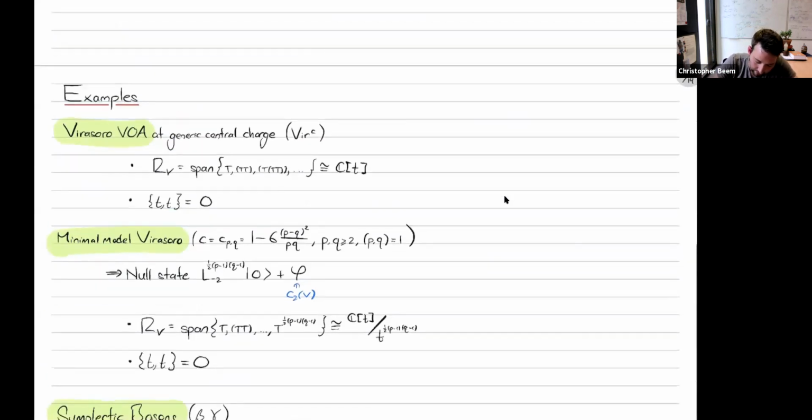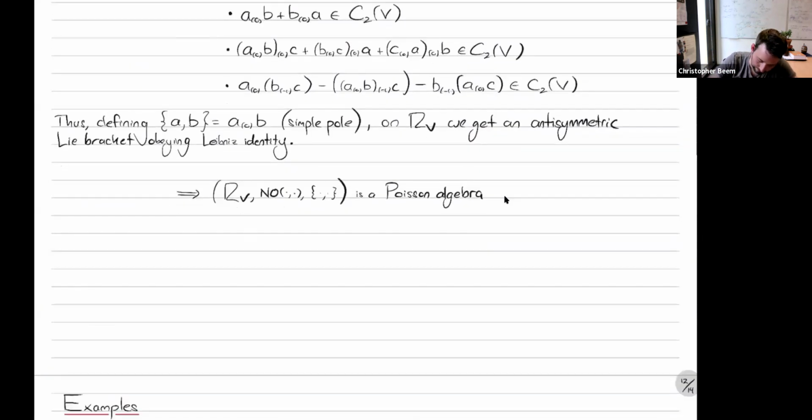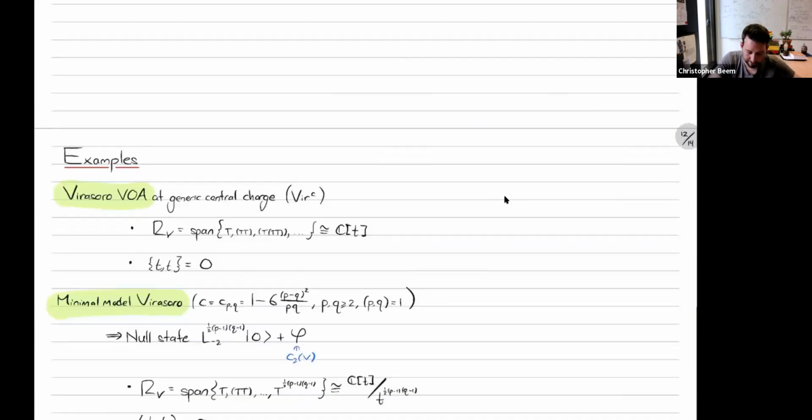And so in the Virasoro vertex algebra, this big quotient space that you get just looks like polynomials in a single generator, which corresponds to your strong generator. And the Poisson bracket is 0 because the simple pole between T and T in the Virasoro algebra is T prime, but that's a derivative.